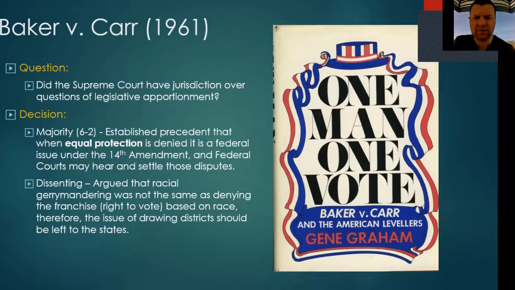The dissenters disagreed. They said even if districts were drawn based on race, that wasn't the same as taking away someone's right to vote. Therefore, it was not an issue that could be looked at at the federal level and had to be left to the states.